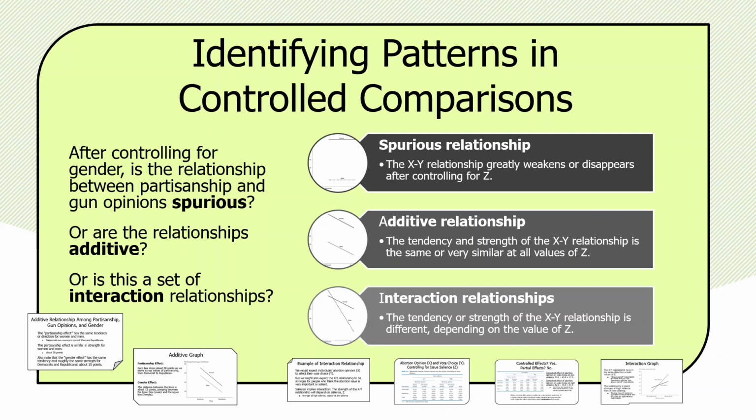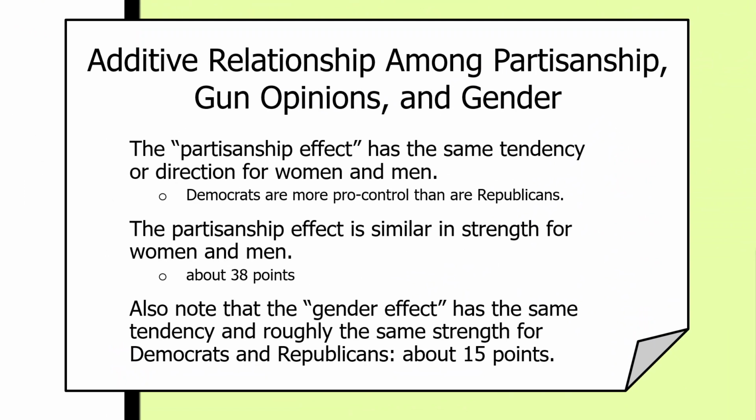Let's look at why. Just to reiterate, the partisanship effect has the same tendency, direction, for women and men. That means Democrats are more pro-control than are Republicans for both women and men. And it's a similar strength. This is the giveaway. We can look at two controlled effects and fairly summarize them by one partial effect of 38 points. Also note that the gender effect within parties has the same tendency in that women are more pro-control than men, and roughly the same strength for Democrats and Republicans, about 15 points.